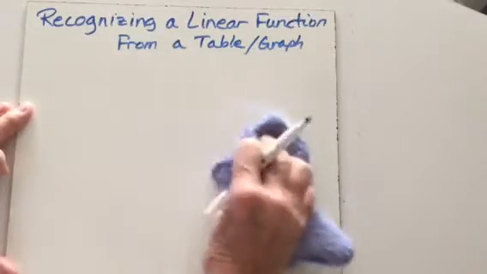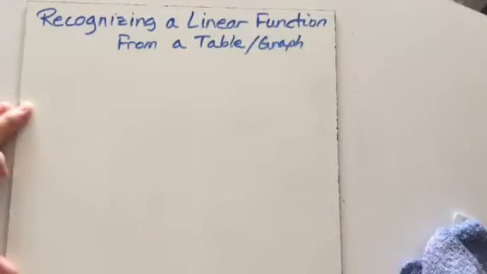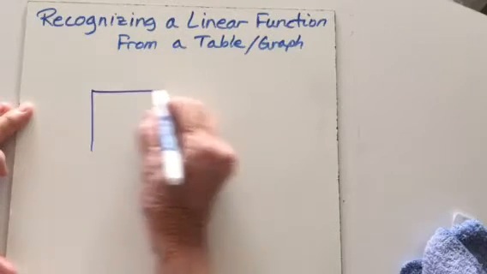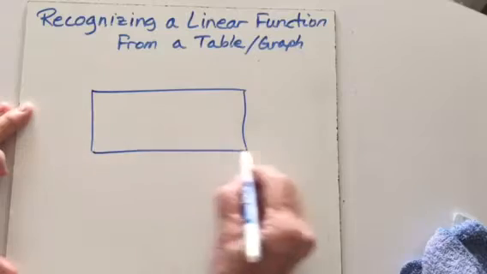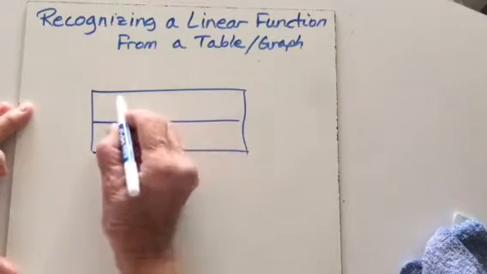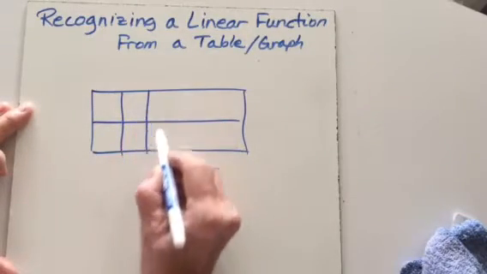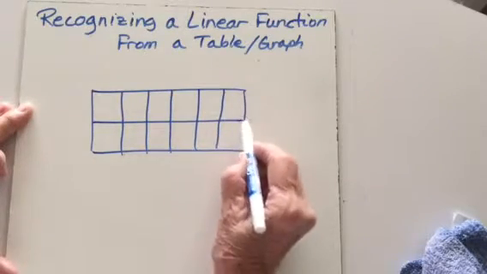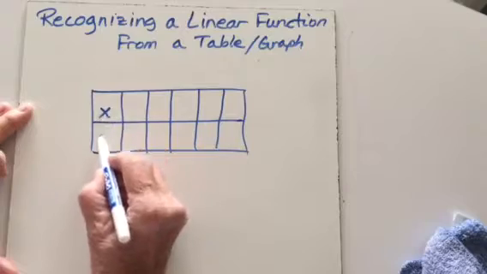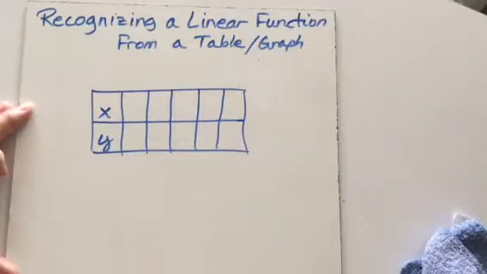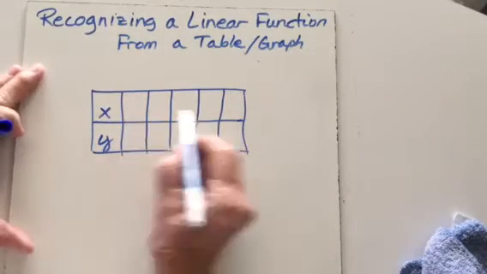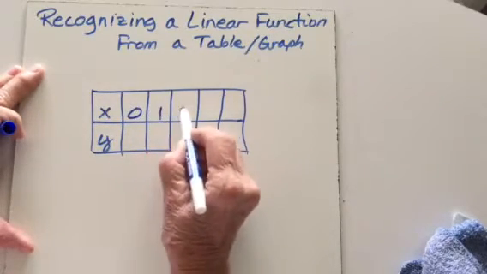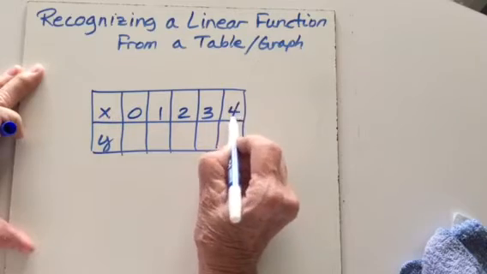Let's look at a table, an XY table. We can tell if a set of ordered pairs is a function by looking at this. Watch. I'll give you some numbers. I'll give you 5 numbers: 0, 1, 2, 3, and 4.